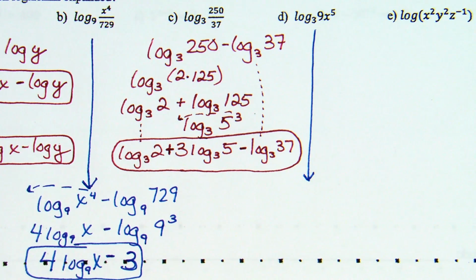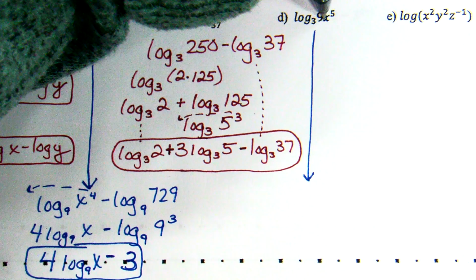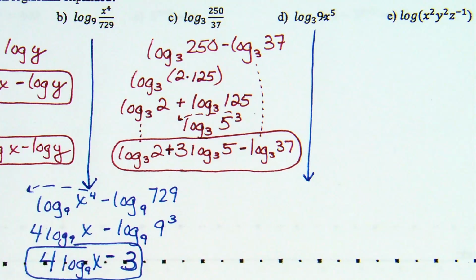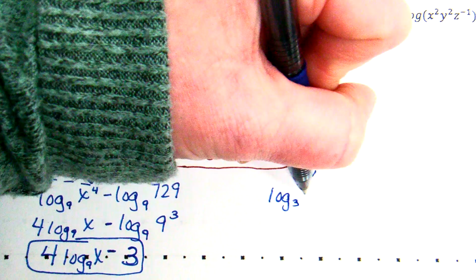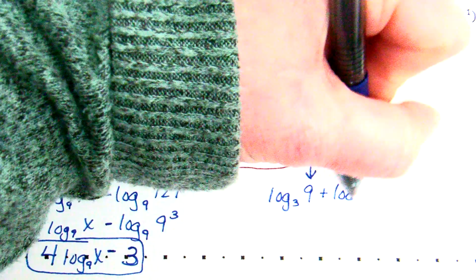The first thing that needs to happen: can you guys see that 9x to the 5th is multiplication? It's 9 times x to the 5th. And so your insides being multiplied are going to split into 2 logs being added. What base was this? 3. So log base 3 of 9 plus log base 3 of x to the 5th.